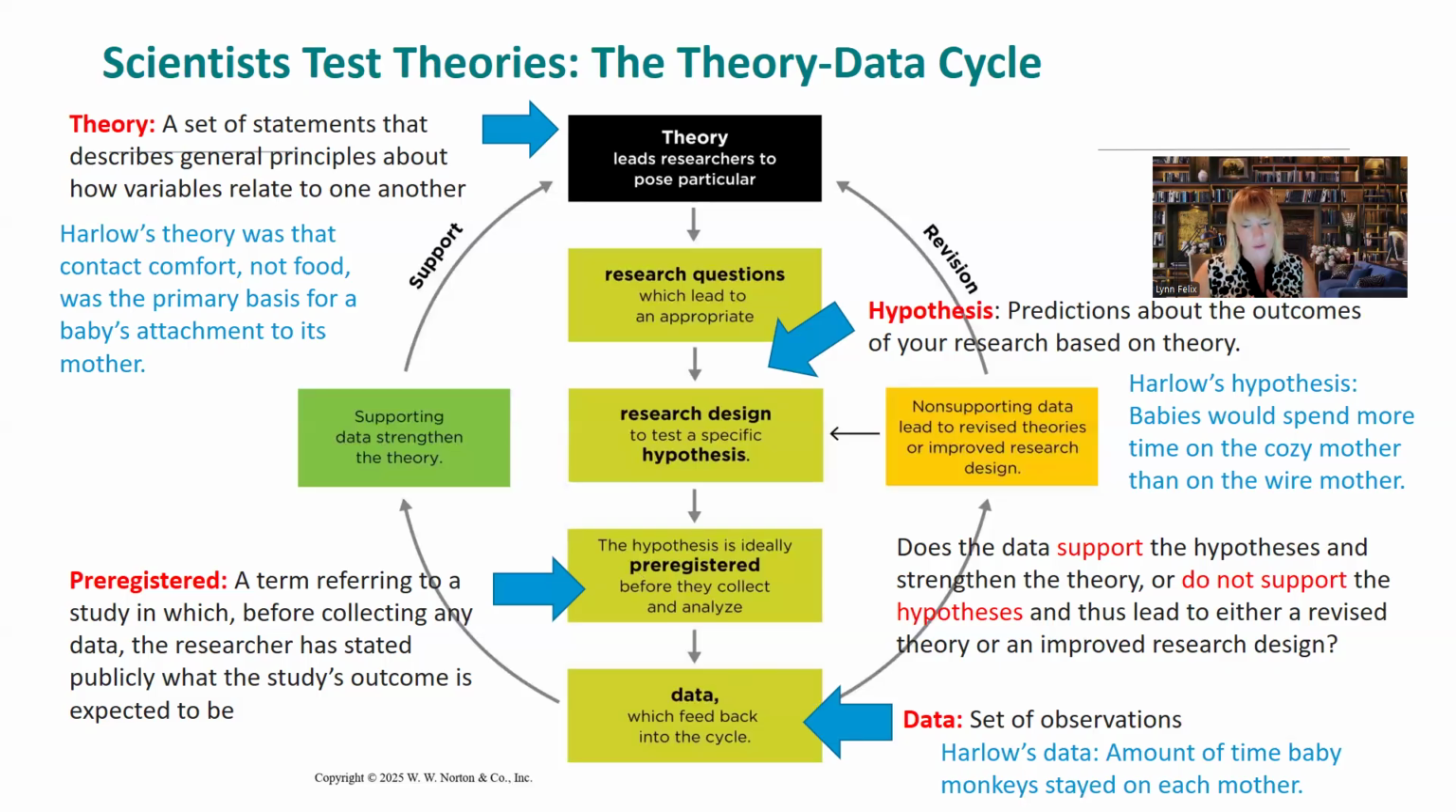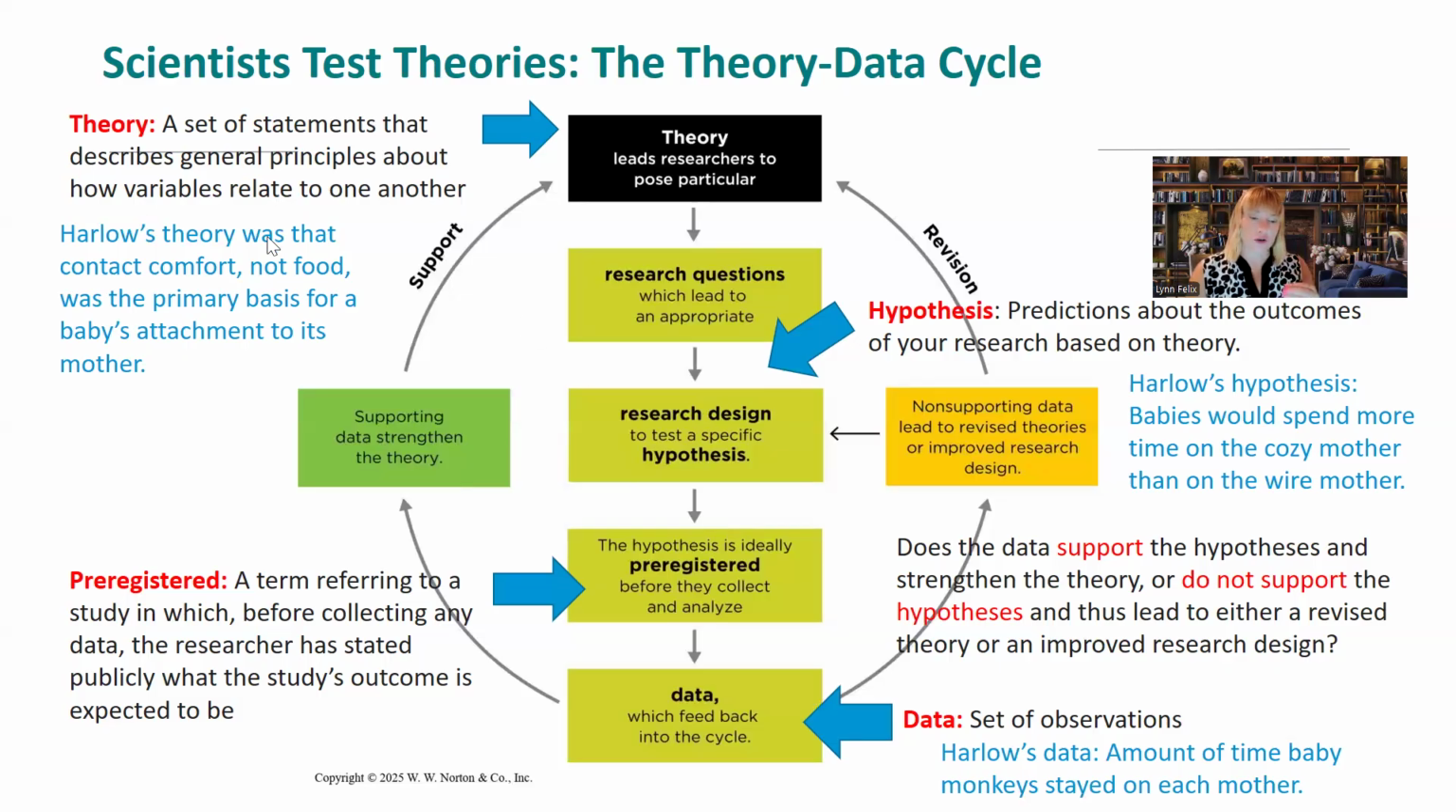Which feedback cycle did you get into? Did you find data that supports and strengthens your theory? Or did you find data that is non-supporting and it leads to revising your theory and starting over or improving your research design? So that's how the theory-data cycle works.